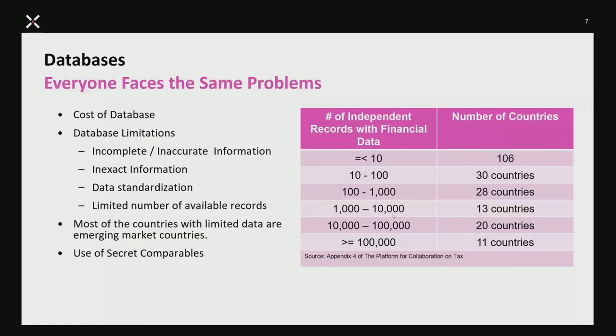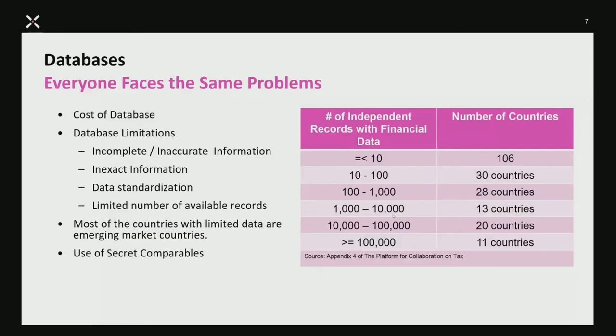And so I think that this table here gives really good perspective in terms of the availability of actual records of companies operating in a particular country. The way that you read this table is that there are 106 different countries that basically have less than 10 potentially comparable companies. Keeping in mind that this is the universe of potentially comparable companies. This is not even saying potentially comparable distributors or potentially comparable contract manufacturers. So we're not even talking about functional comparability at this point. We're merely talking about the availability of records with financial data. And there are over 106 different countries that have less than 10 potentially comparable companies.